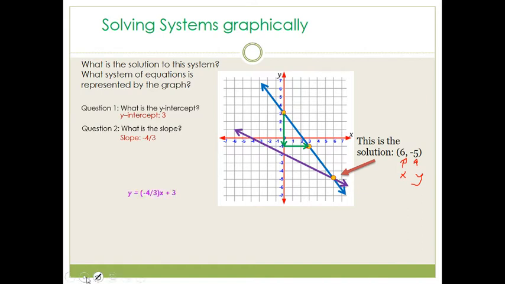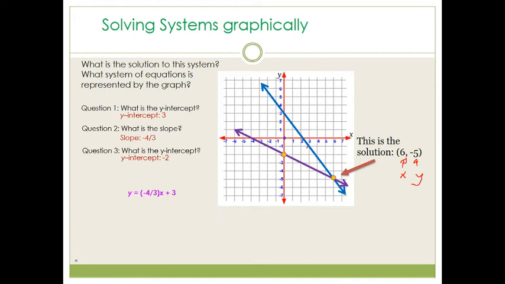Alright, so now we can write the equation of the line in slope-intercept form, where we know that the slope is negative 4/3, and that the y-intercept is at 3. Okay, now I'm going to write the equation for the purple line. So again, what is the y-intercept? Well, there it is. We can see it. It's right there at negative 2.